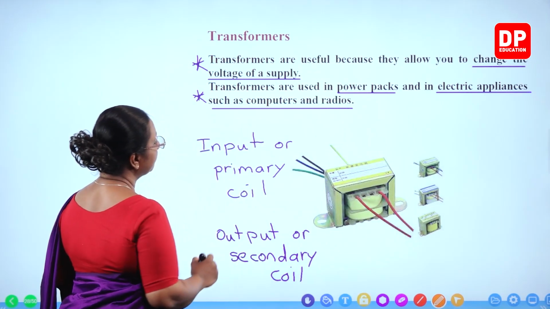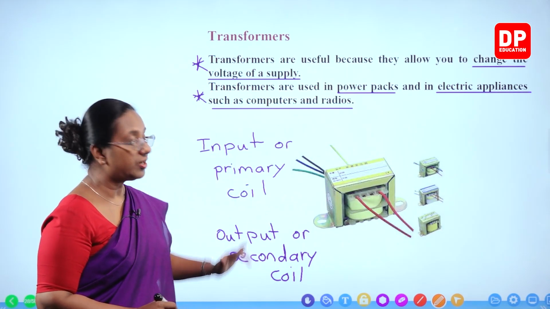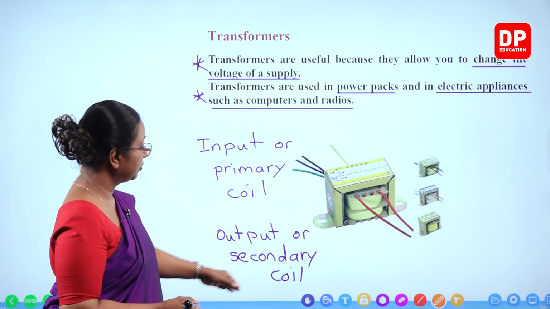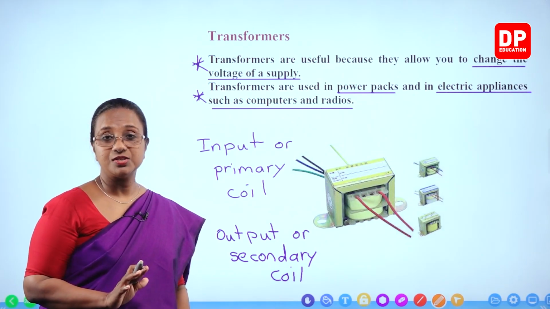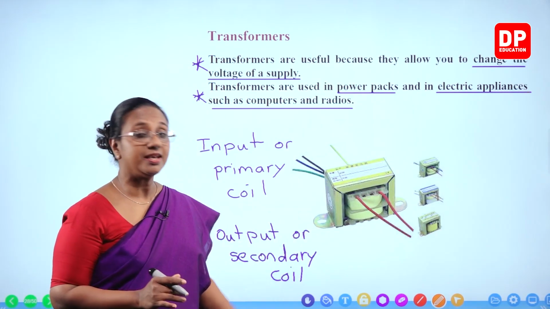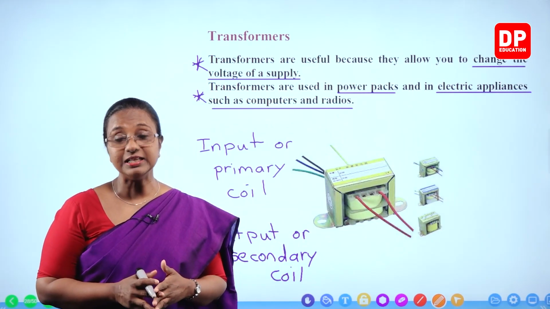So you supply the voltage to the input or the primary coil. There the voltage is changed accordingly and then you get the output through the secondary coil. So that is how a transformer functions. Now that I have explained the basic concept of a transformer, let's go to the lab and have a look at a transformer.